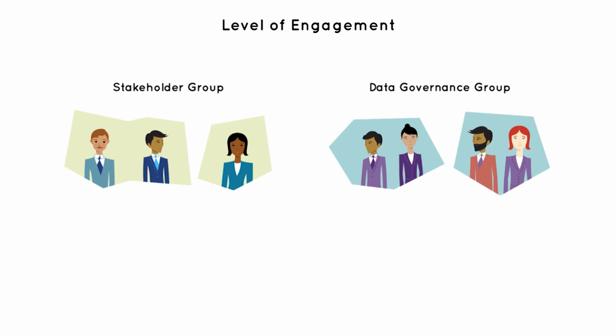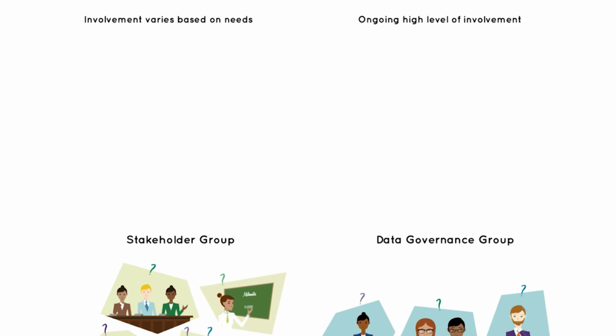How engaged are members of stakeholder and data governance groups? Stakeholder groups are engaged with the data system at different levels over time, depending on the needs of the data system and the interests of the stakeholders. Stakeholders should continue to be engaged as the system evolves and changes, but the degree of involvement of individual stakeholders may vary. Data governance groups are engaged at a high level on an ongoing basis. They remain involved as the system evolves over time.